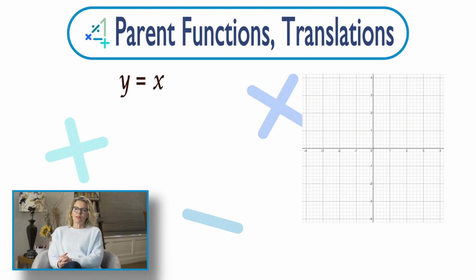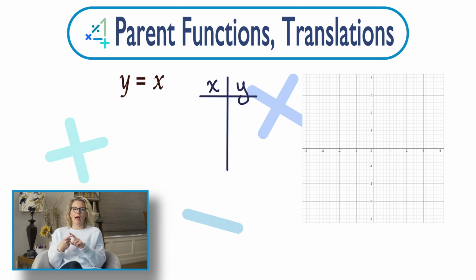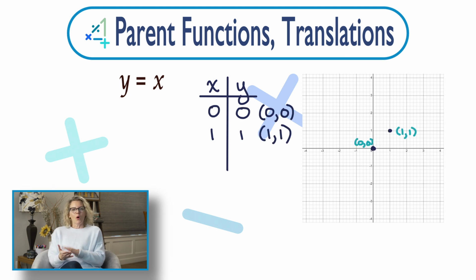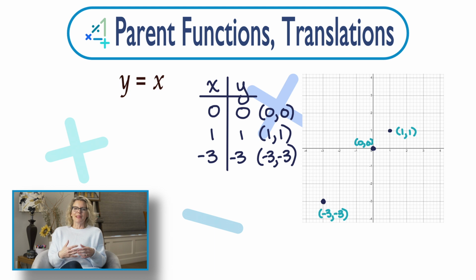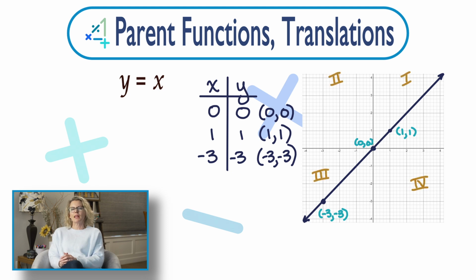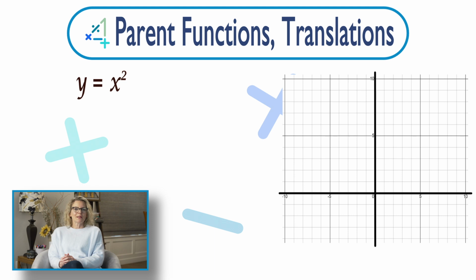Let's get started. First up, the function of y equals x. This function has every point that has the same x and y value, such as (0, 0), (1, 1), (-3, -3), etc. You can see it makes a nifty line that cuts through the middle of the first and third quadrants. Next, y equals x squared.